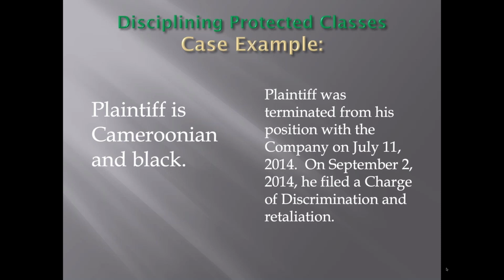He is terminated from his position, and let's say it was a few years ago, back on July 11th of 2014, and on September 2nd of the same year, he filed a charge of discrimination and retaliation. I take this case example from a case that came out of Idaho and is actually a real case. Plaintiff alleged that he suffered 2 discriminatory incidents during his tenure. The first occurred at a 2013 Christmas event that was at the company headquarters.